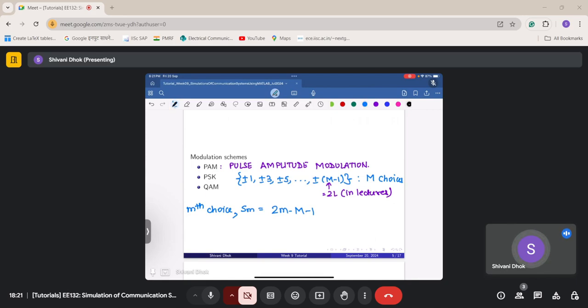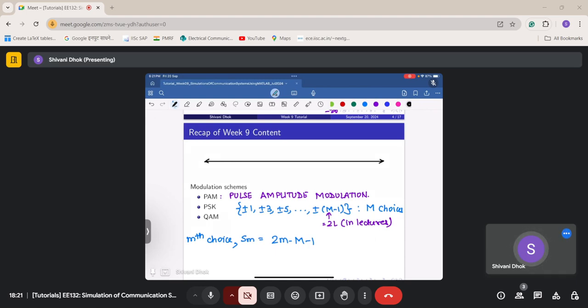And how does this particular modulation scheme look? This is a one-dimensional modulation scheme. It has one basis. This is your zero. So we can transmit 1, 3, and so on till M minus 1, or we can transmit minus 1, minus 3, and so on till minus of M minus 1. These points here are known as the constellation points. And this particular diagram, whatever we have drawn here, is known as the constellation diagram. And the mth choice is given by this particular formula here.